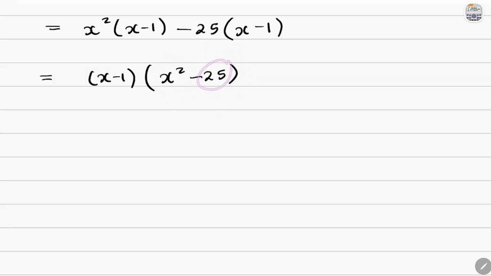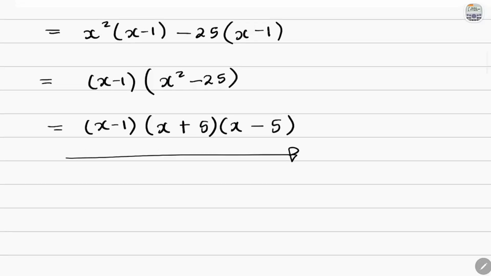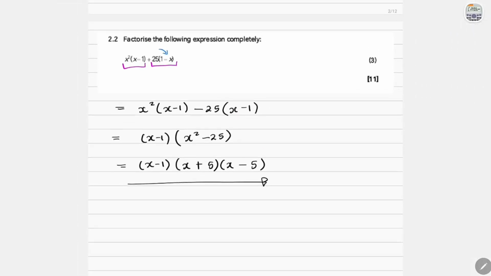So the square root of 25 is 5, the square root of x squared is x. And we have a minus, so we have difference of two squares going on here. And so we can factorize that. So this is x minus 1 still, and this now becomes the square root of x squared is x, the square root of 25 is 5. So we have x and 5, and we just write plus and minus, and there we go. So that is our answer, and that is it for question 2.